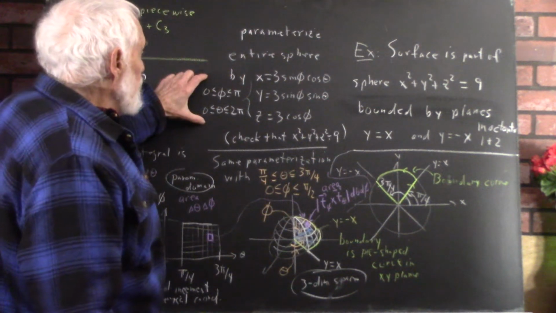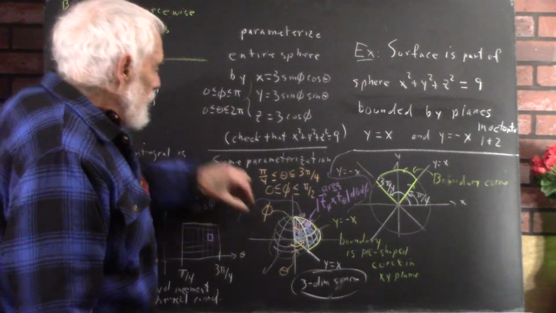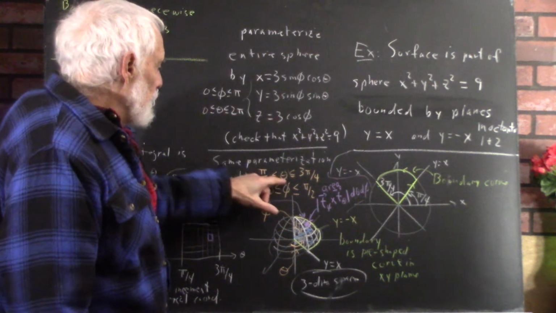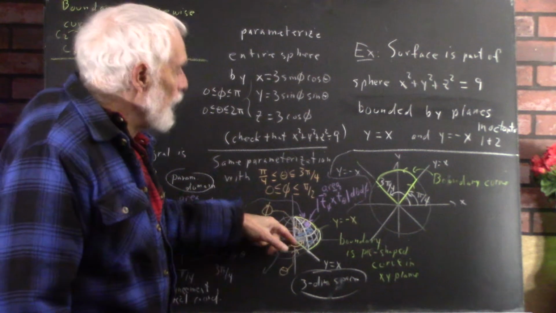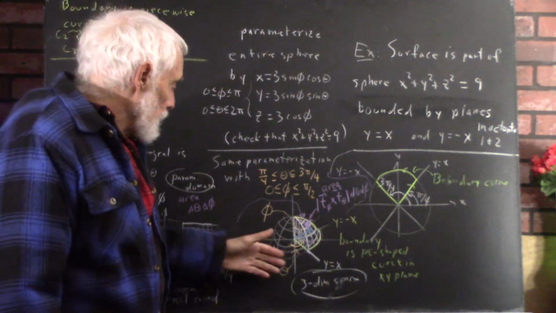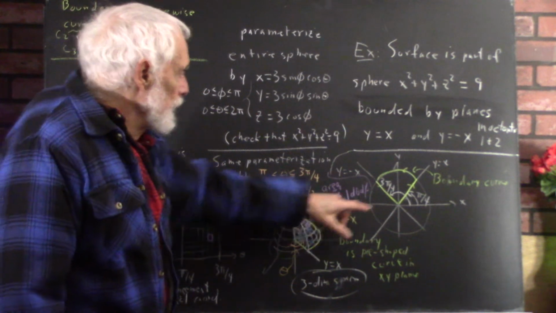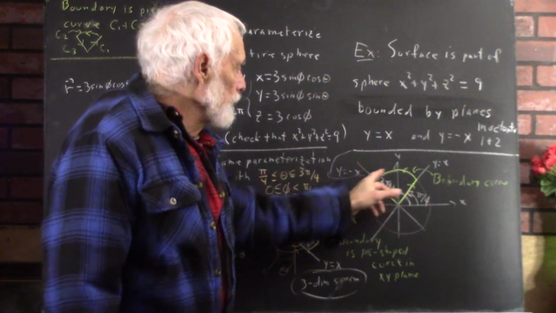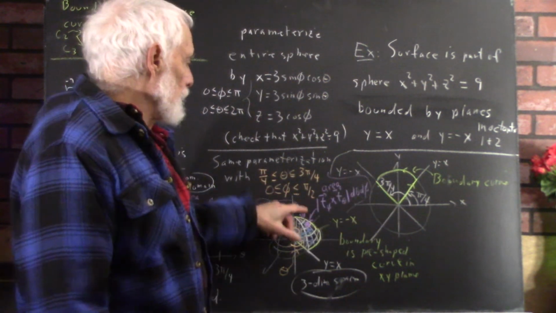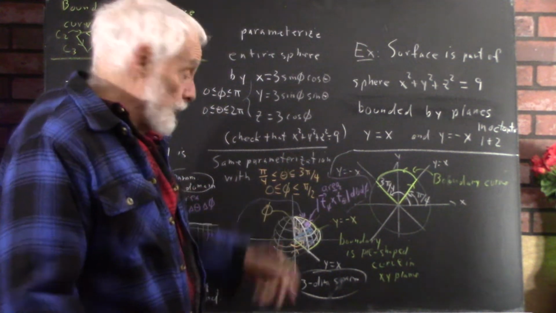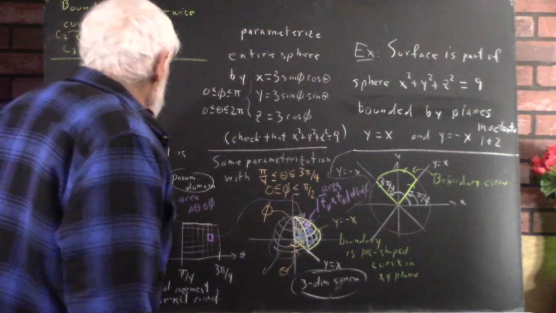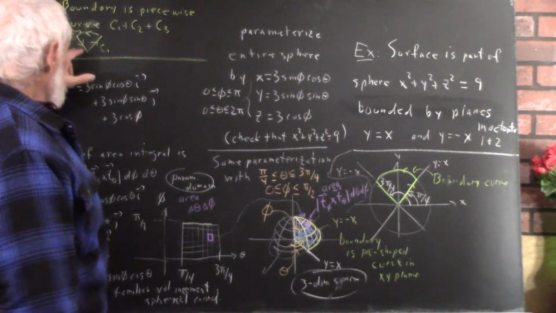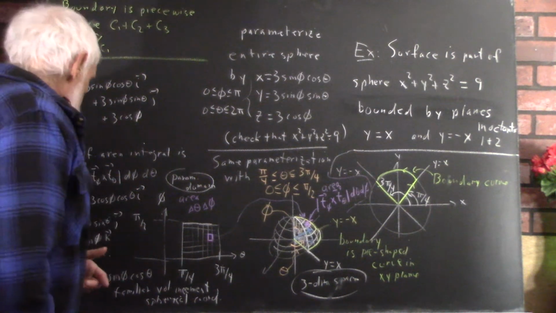Now this parameterizes the entire sphere. This segment parameterizes, same equations, but now with theta from pi over 4 to 3 pi over 4, because y equals x is at angle pi over 4 with the x-axis. Y equals negative x is at angle 3 pi over 4. So theta goes from pi over 4 to 3 pi over 4, sweeping out everything from here to here. Phi goes from 0 to pi over 2, giving you the upper half of the sphere. The boundary, the piecewise curve C1 plus C2 plus C3, looks like this. We'll see it in more detail shortly.